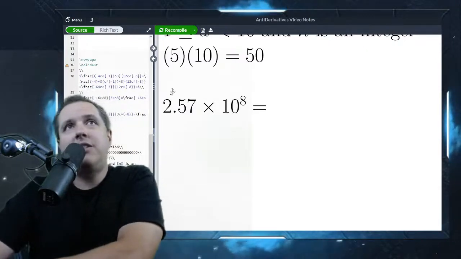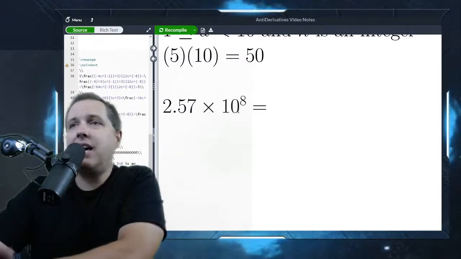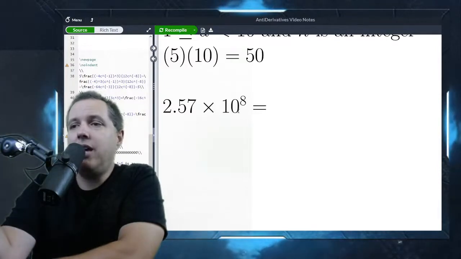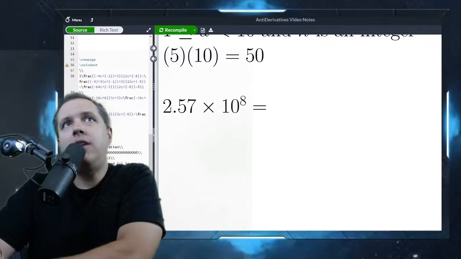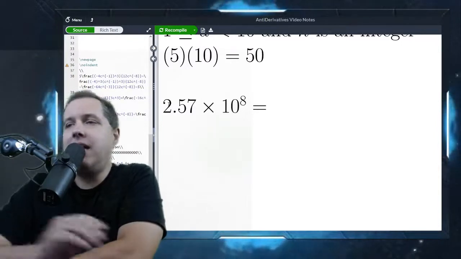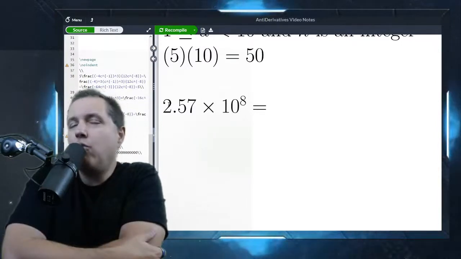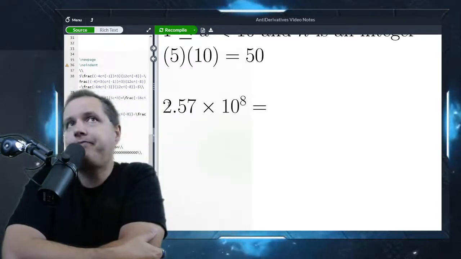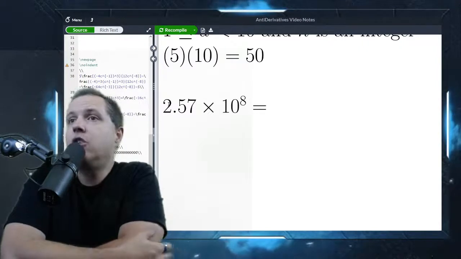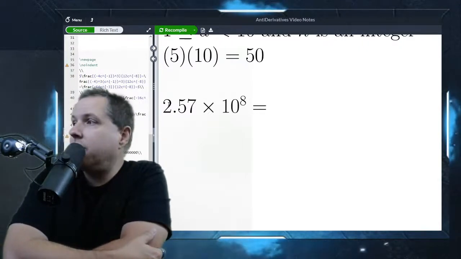Well, if I take this number and I multiply it by 10 8 times, I'm going to move that decimal 8 spaces, right? Which way do I move it? Well, if you take that original 2.57 number and multiply it by 10 8 times, is it going to get bigger or smaller? It's going to get bigger, right? So move the decimal that makes it bigger.